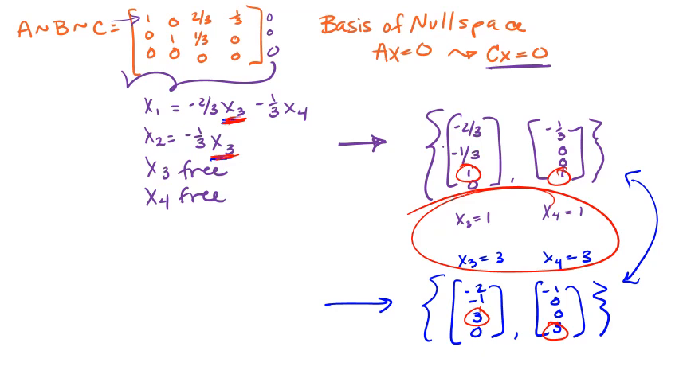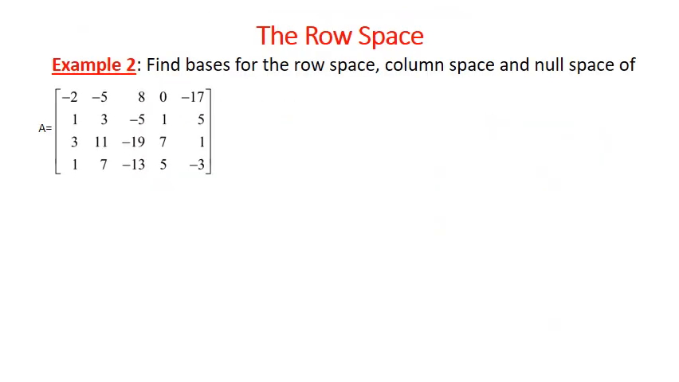Let's try another one. Okay, so this is the exact same thing. This is something that you may want to try on your own. So the first thing we want to do is row reduce this. I'm just going to row reduce this to matrix B and C right away. Okay, so when I row reduce this, I get the following.